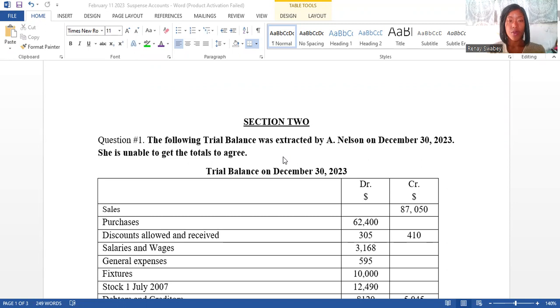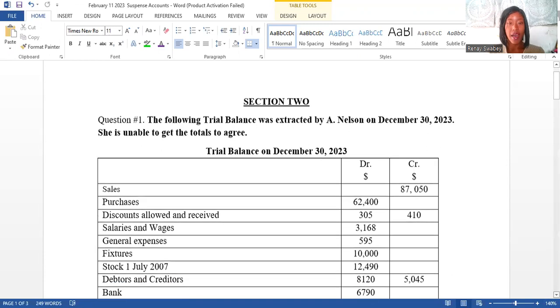So, today we're going to focus on trial balance and suspense account. We are going to focus on an incorrect trial balance, or one that has not been balanced, and then we're going to redraft the corrected trial balance with the aid of the suspense account, or after creating the suspense account. So let me go ahead and scroll down a little.